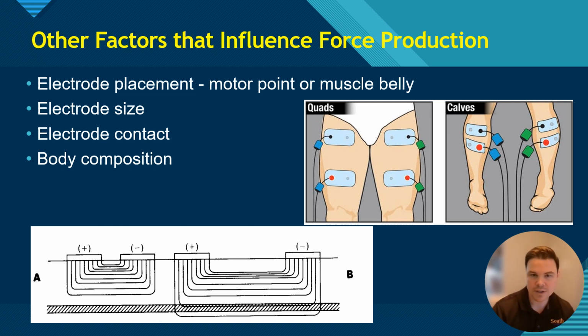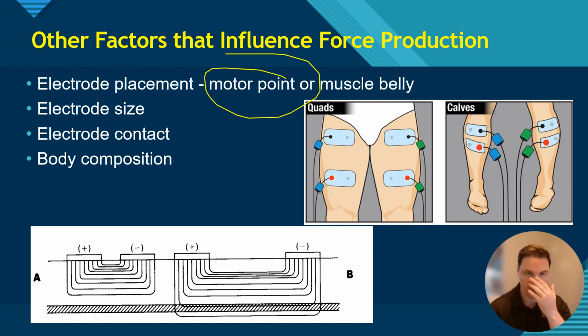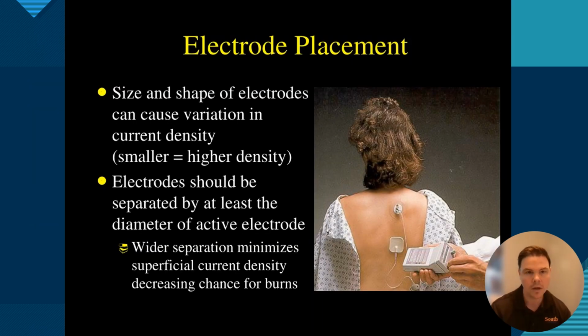Knowing the electrode placements, right? How you use motor points on the muscle belly to direct where to put your stimulators. The electrode size, how that changes the contact with the body, and the body composition. Knowing that there are different body compositions with different tissues, and electrical impulses can be impeded or enhanced depending on the tissue. Here's an example of separating for penetration depth: the farther apart the electrodes are, the more deeply penetrating the electrical current is going to go, as opposed to being close together.